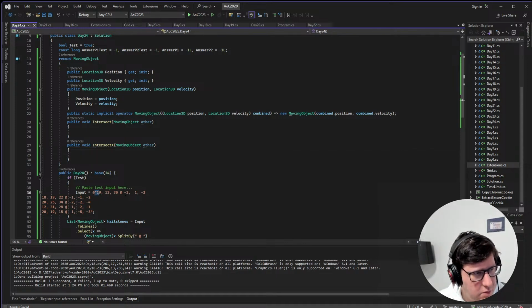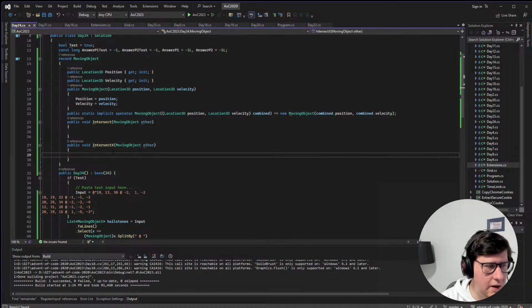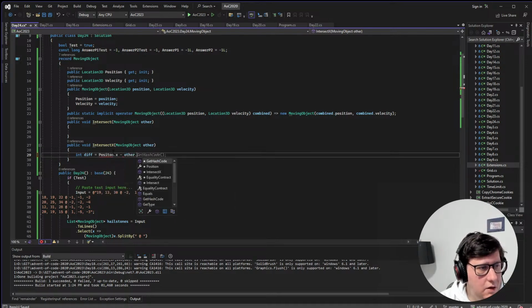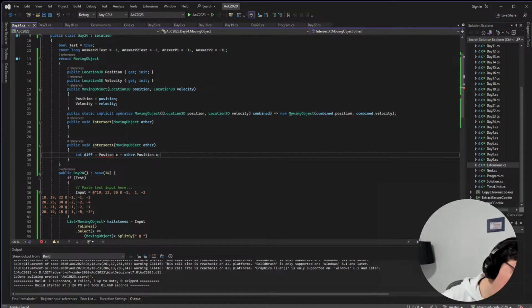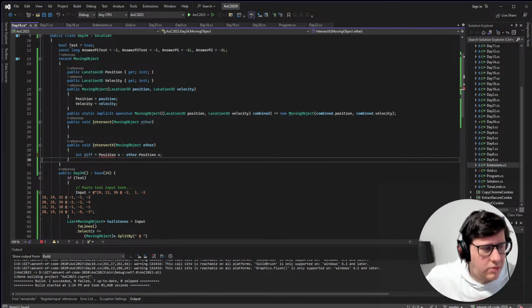Because for these two, what I said was, okay, you have a higher value going down than this one. It goes down slower, so they should eventually meet. And the difference between those two is 1 each. So at one step they will meet. So I think it would be something like int diff is position.x minus other.position.x.